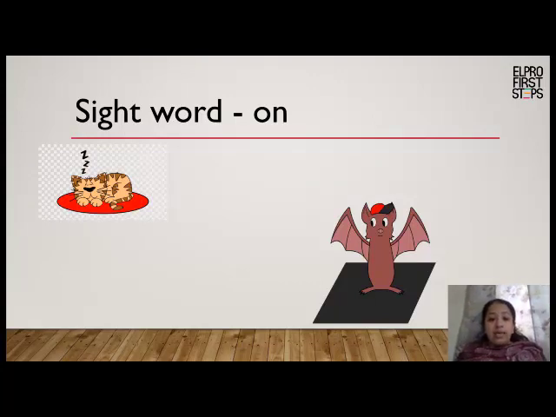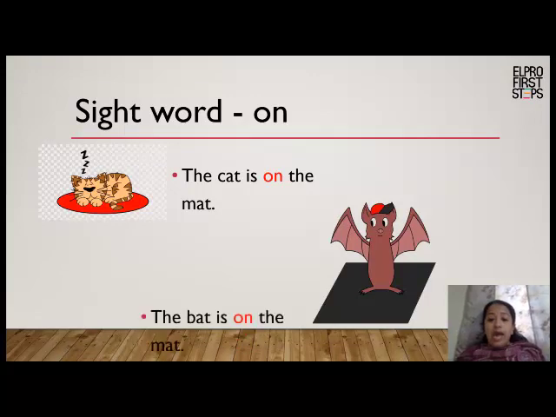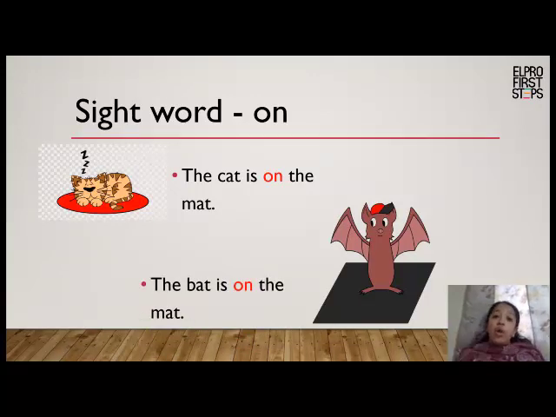So similarly, we have two sentences here. The cat is on the mat. It is not in the mat, it is on the mat. And the bat is on the mat.